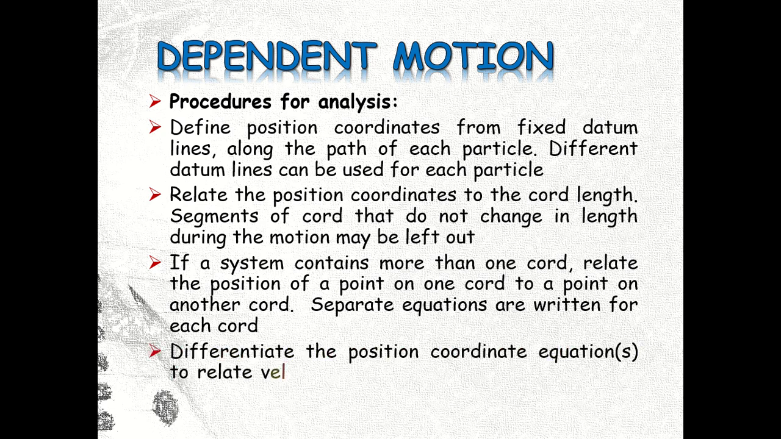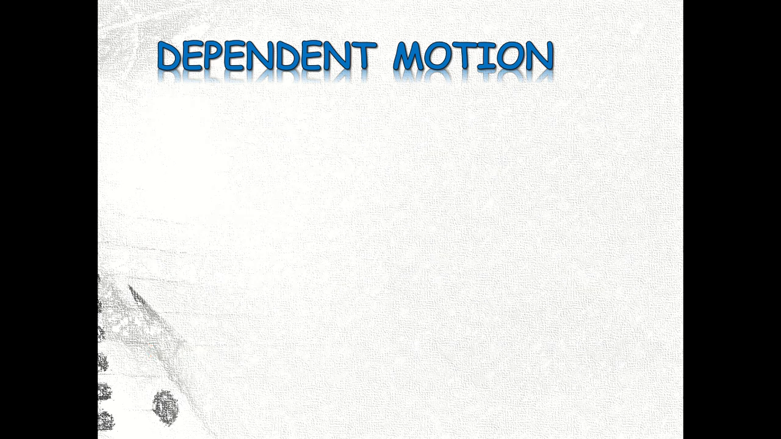Then separate equations are written for each chord. After all this, you have to differentiate the position coordinate equation or equations to relate velocities and accelerations. Then keep track of the signs. All right, so that's all for the introductory part.